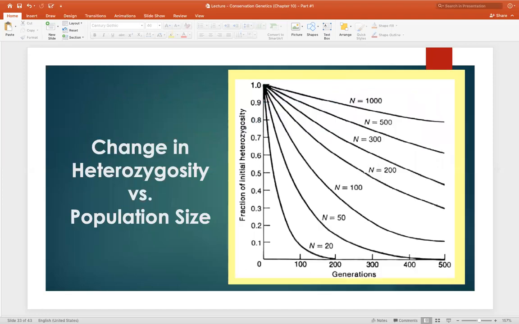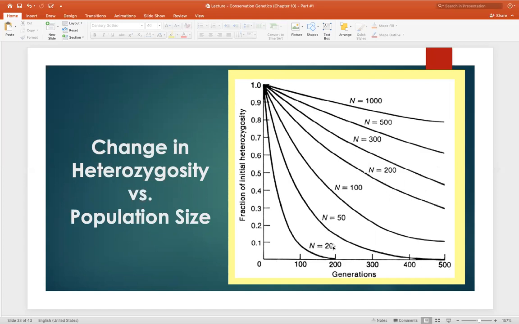So as we think about Bury's study, we want to think about the change in heterozygosity with regards to population size. When we think about this particular concept, this graphic is a good representation of that. In this particular graphic, we can see on the y-axis, it shows us the fraction of initial heterozygosity seen in a particular population, corresponding with generations over time. We can also see that each one of the lines representing the data is giving us an overall total population size. We can see starting with 1,000 and then migrating down to 20.